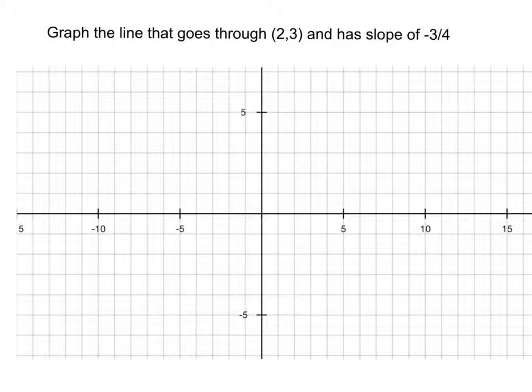Lastly, sometimes you might have to graph the line, so we're going to have to graph the line that goes to the point 2, 3, has a slope of negative 3/4. Well, what we first need to do is put the point 2, 3 on our graph.